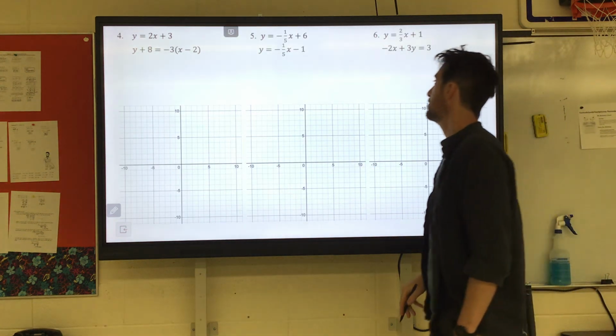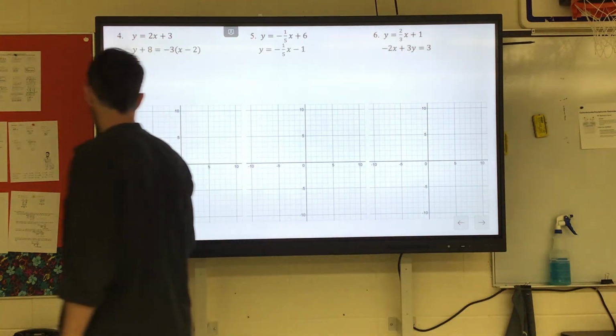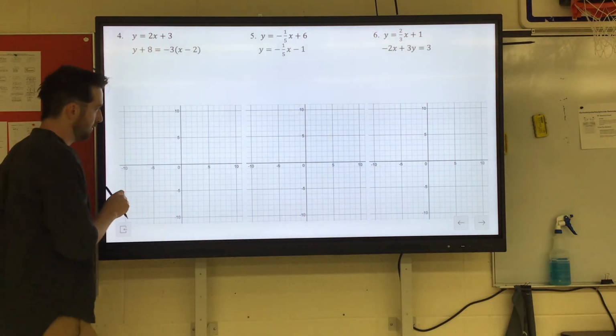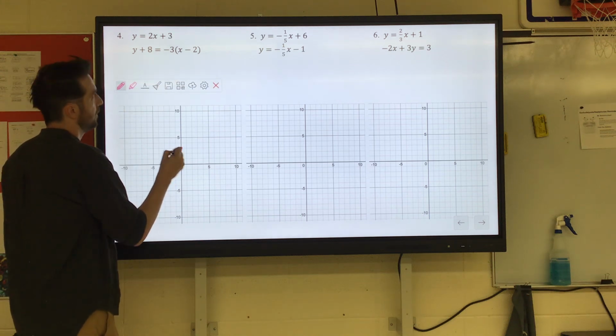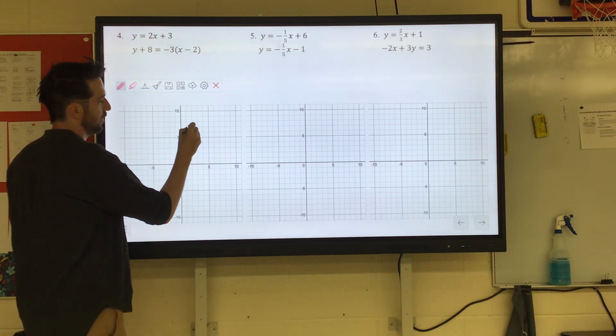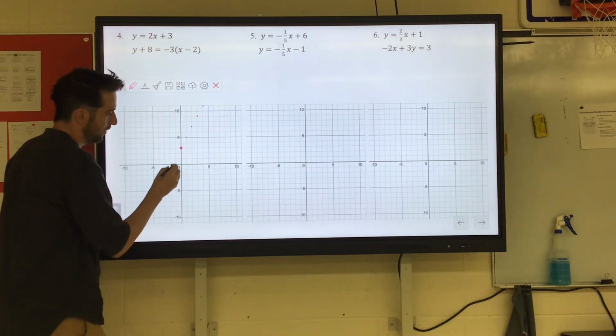Ooh, we're bringing in some other forms here. y equals 2x plus 3. No big deal. We've done problems like that. Start at the 3. Our slope is 2. Up 2, right 1. Down 2, left 1.